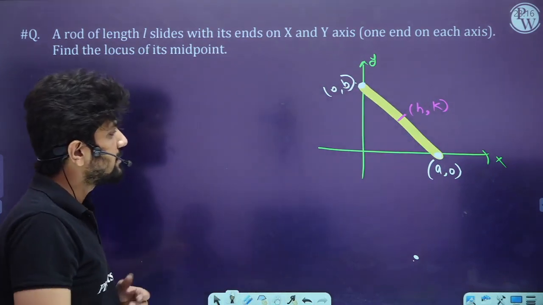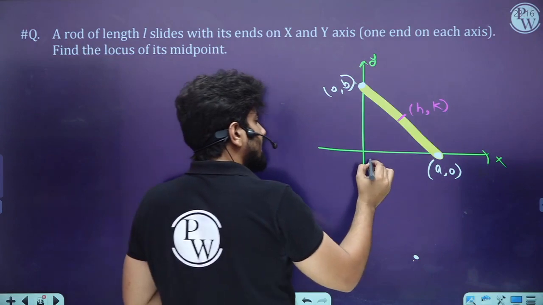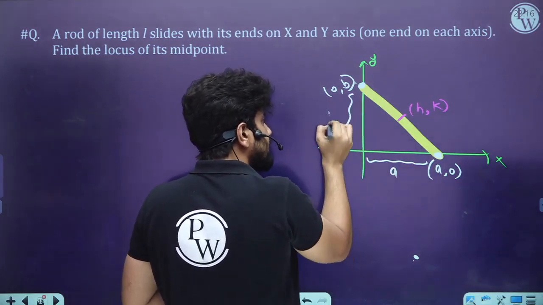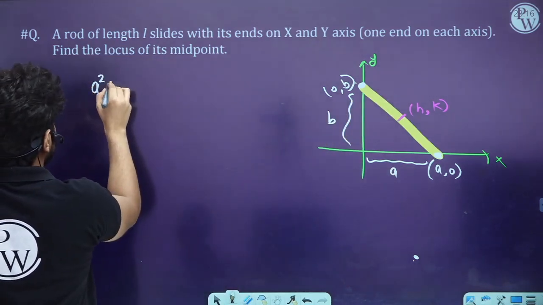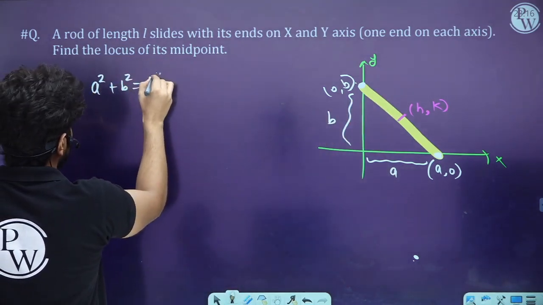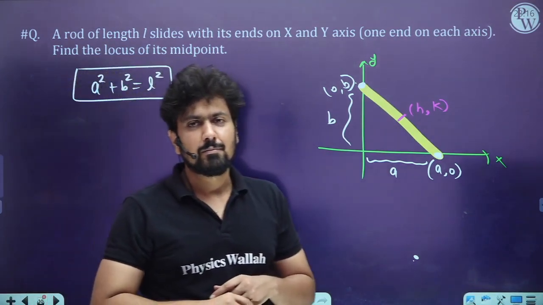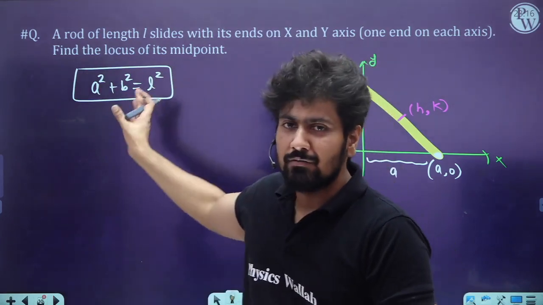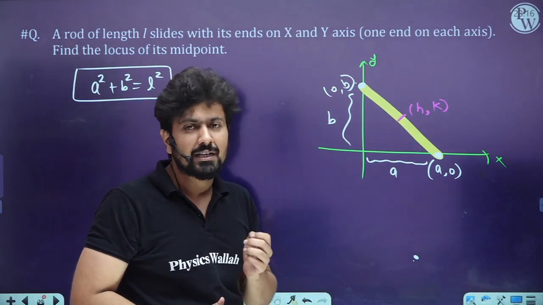Okay, these are the endpoints A comma 0, 0 comma B. Now, the relation I have is that at any given point, if this length is A and this length is B, then A square plus B square is equal to L square. This is the equation I have, but not the equation I need. We need an equation in terms of h and k.